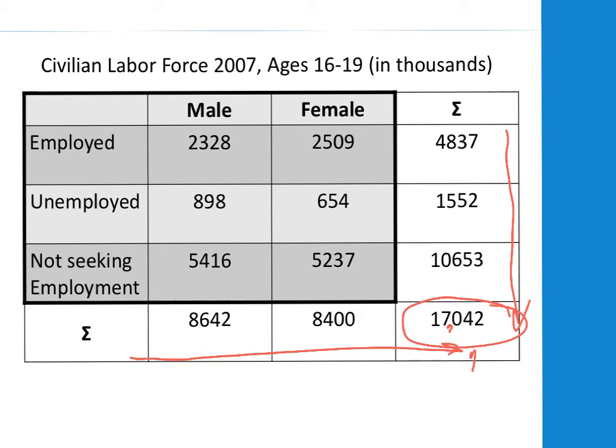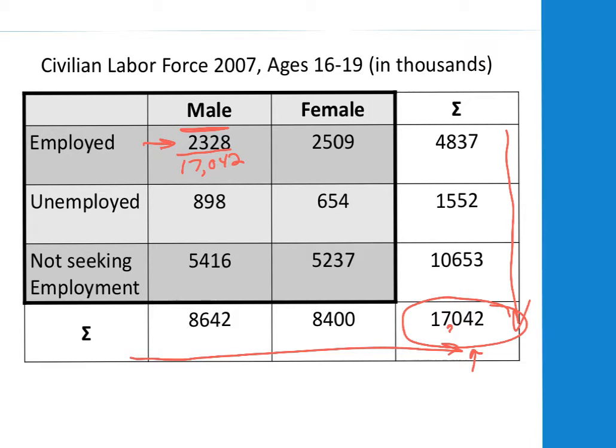If this is the total number of people, the percentage of people who were male and employed was 2,328. What percentage of the population that was surveyed here was that? Well, if you divide it by the total number of people, 17,042, you will get the percentage of people surveyed who were male and employed. That's also the probability of you randomly choosing an employed male from this pool of 17,042 people.